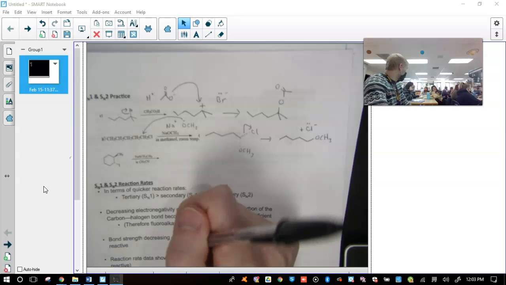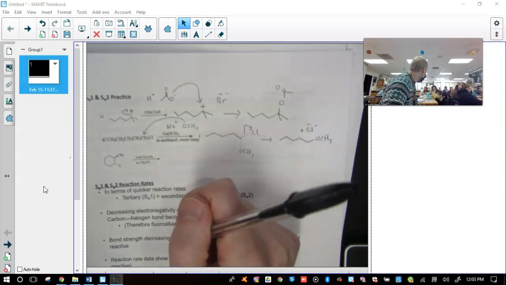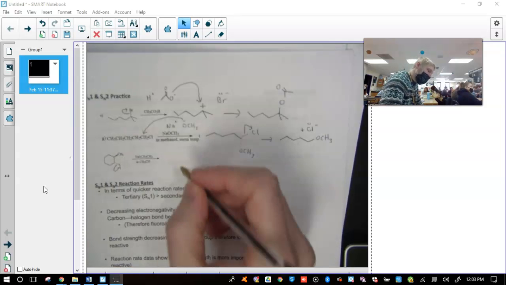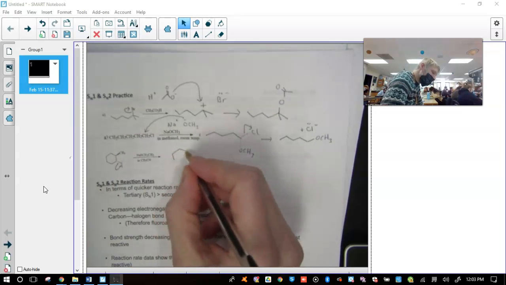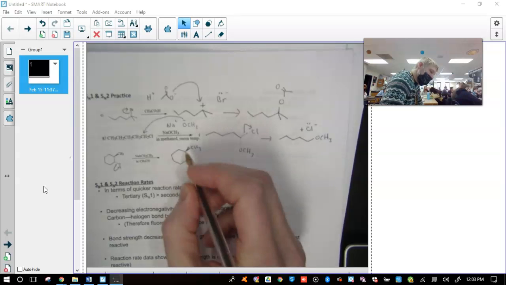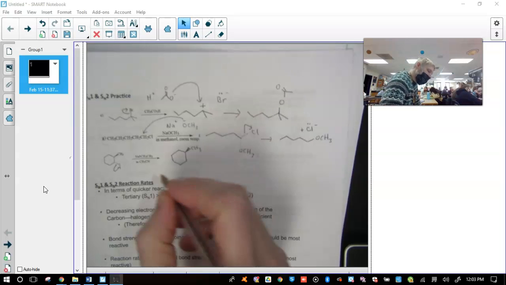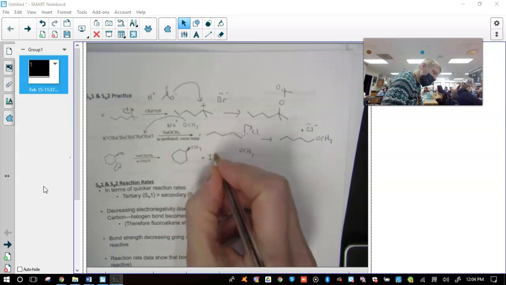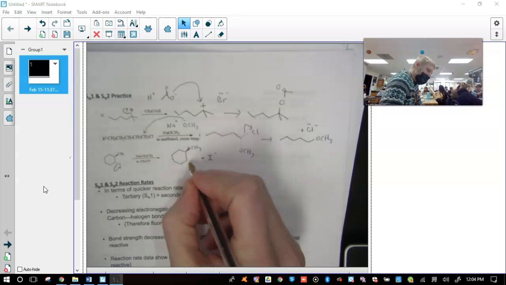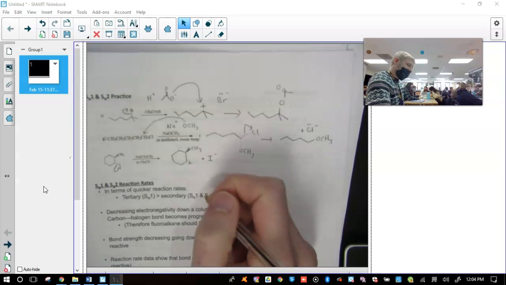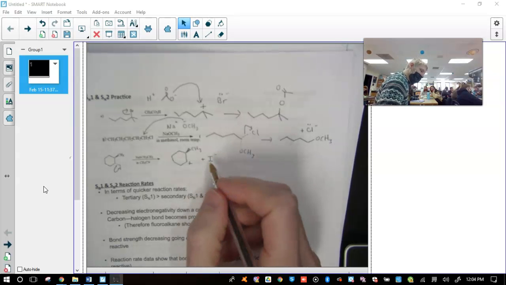So what happens first? Very first thing. Iodine will go away. You got it. The iodine is the leaving group. And what forms after it leaves? Carbocation intermediate. So we got to show a little plus charge there.